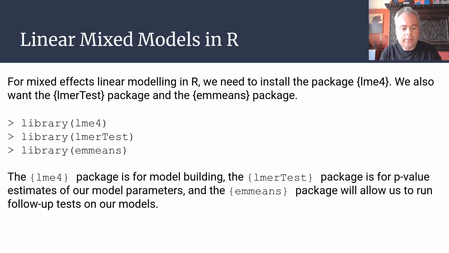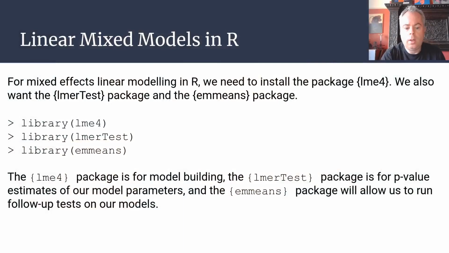Okay, so that's a summary of linear models in general, both with a categorical and with a continuous predictor. So linear mixed models are taking this an extra stage. And in the context of building mixed models in R, we typically need to use 3 separate packages. We're going to use the LME4 package. The LME4 package is the package for building mixed models of all different sorts. We also need to use the lmerTest package. What this will do is give us p-value estimates for our model parameters.